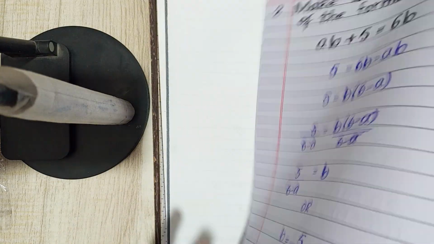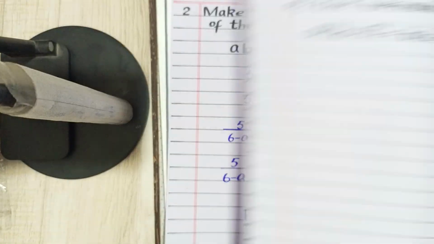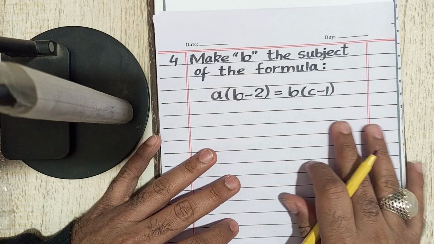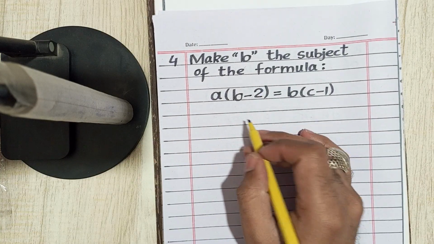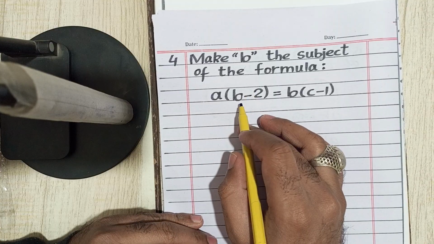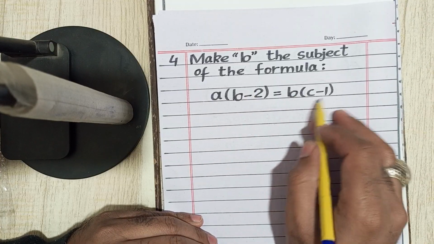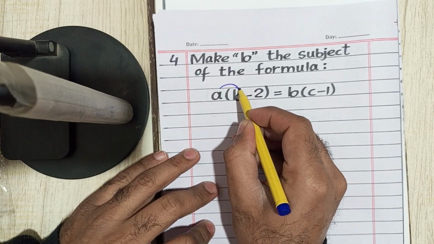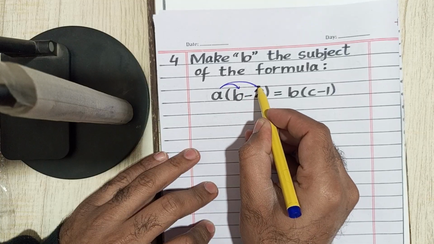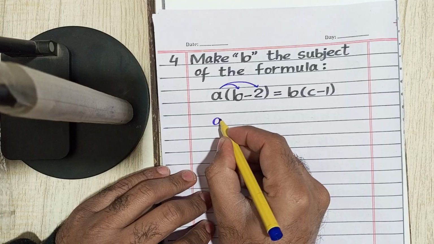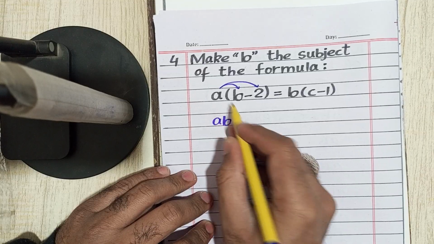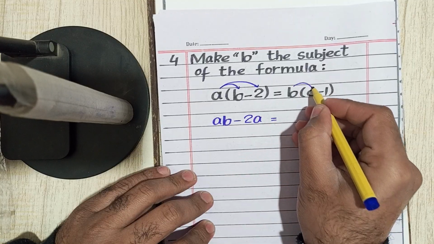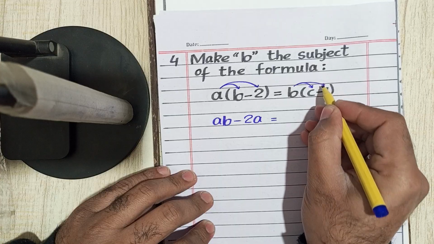Now our next question, question 4. In question 4, make B the subject of the formula. So we have A into B minus 2 equal to B into C minus A. First of all we multiply A with B and then we multiply with 2. So here we write AB minus 2A equal to BC.